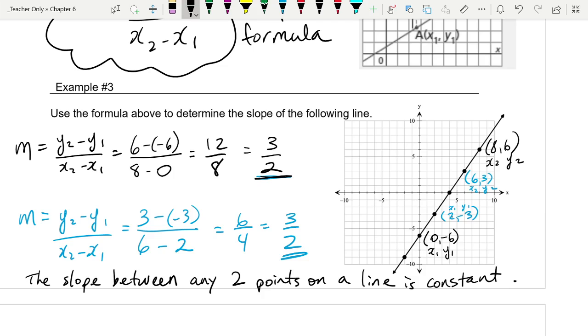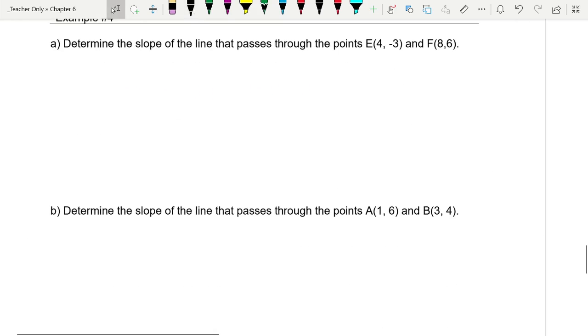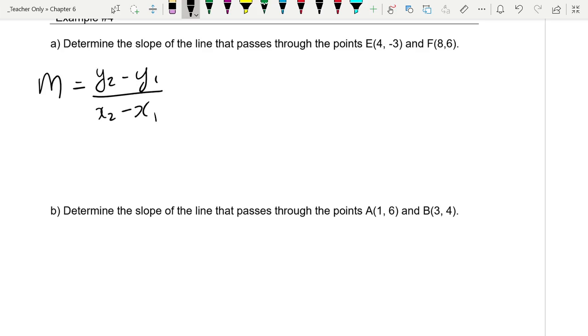Let's do one where we don't even get a picture. Determine the slope of the line that passes through points E and F. So the slope from any 2 points is, let's write the formula down again, y2 minus y1 over x2 minus x1.